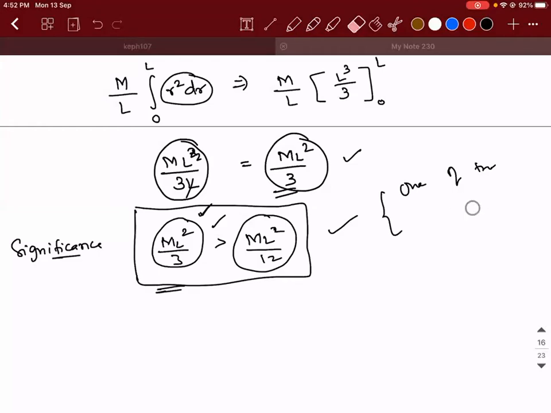Yes, sir. My question was, suppose the axis of rotation is one of the ends of the rod, and the moment of inertia is maximum at the other end. It's the same. Moment of inertia about any of the ends is the same because both the ends are identical.